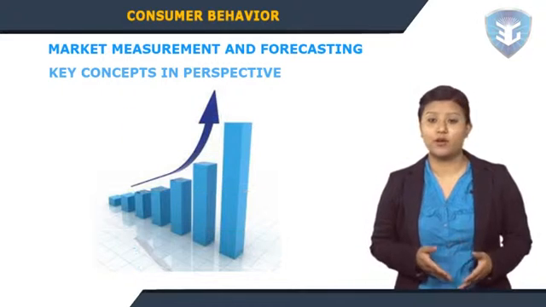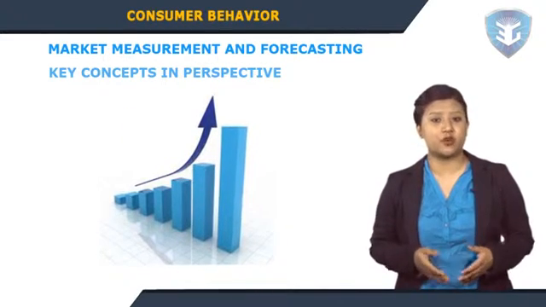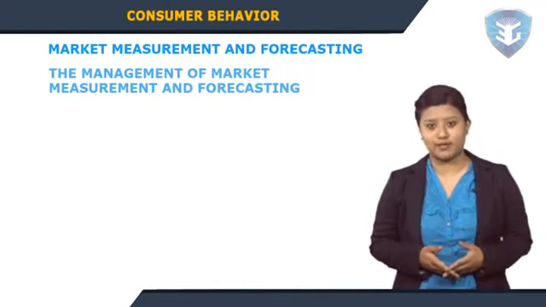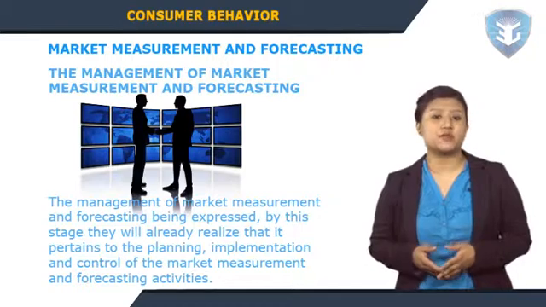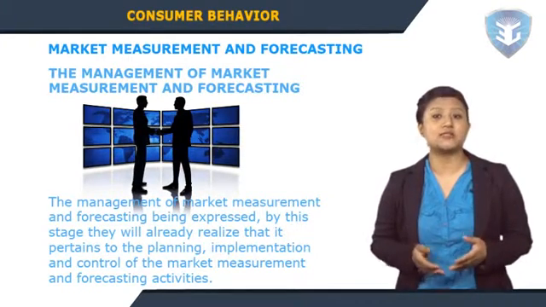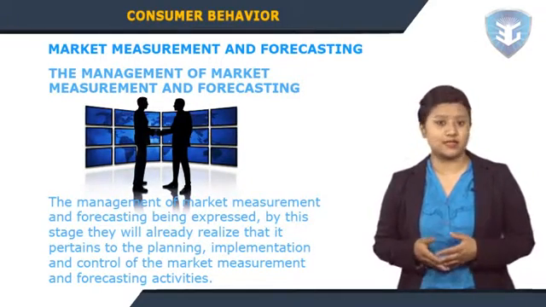Sales potential, however, does not pertain to the types of products a firm deals with, but to a specific product or a brand of the firm. The management of market measurement and forecasting, as expressed by this stage, they will already realize that it pertains to the planning, implementation, and the control of the market measurement and forecasting activities.